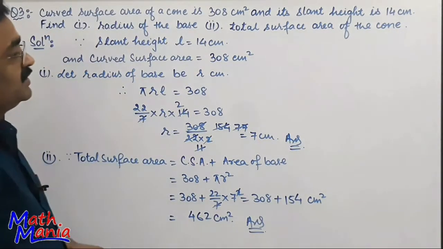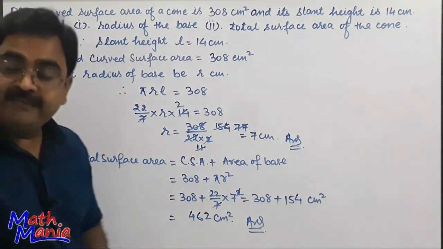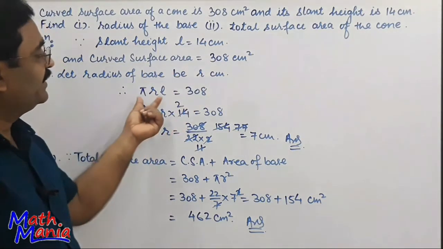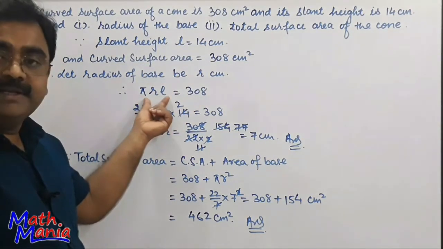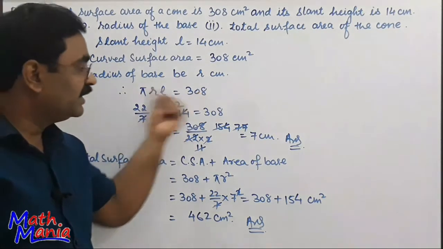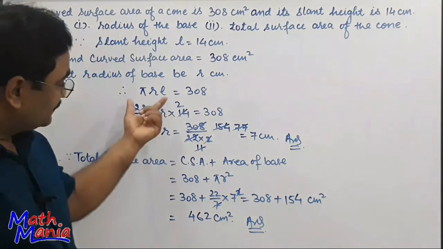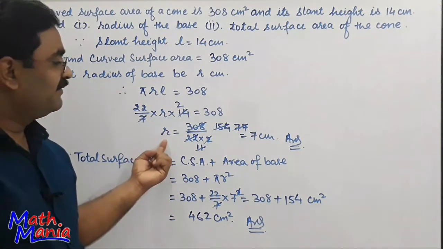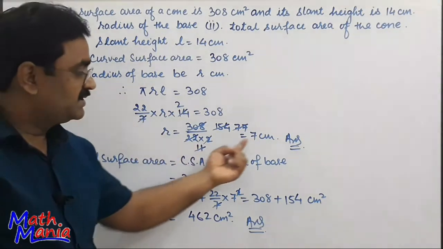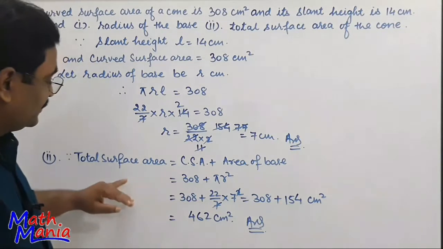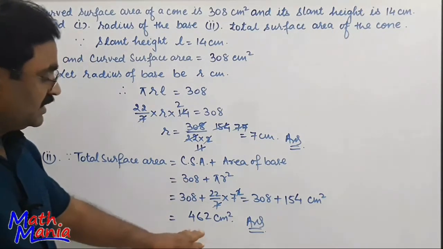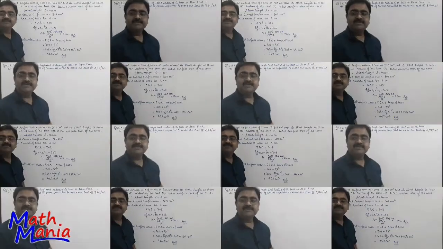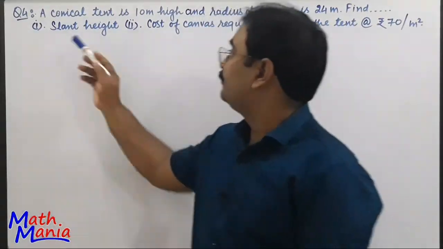we have solved this. So when the curved surface area of the cone is given 308, so we have directly taken pi r into L, which is curved surface area, equals to 308. After substituting the value of slant height, we have the value of radius is 7 centimeter, and afterwards we got the total surface area, total 462 centimeter square. So let's see the question number 4.